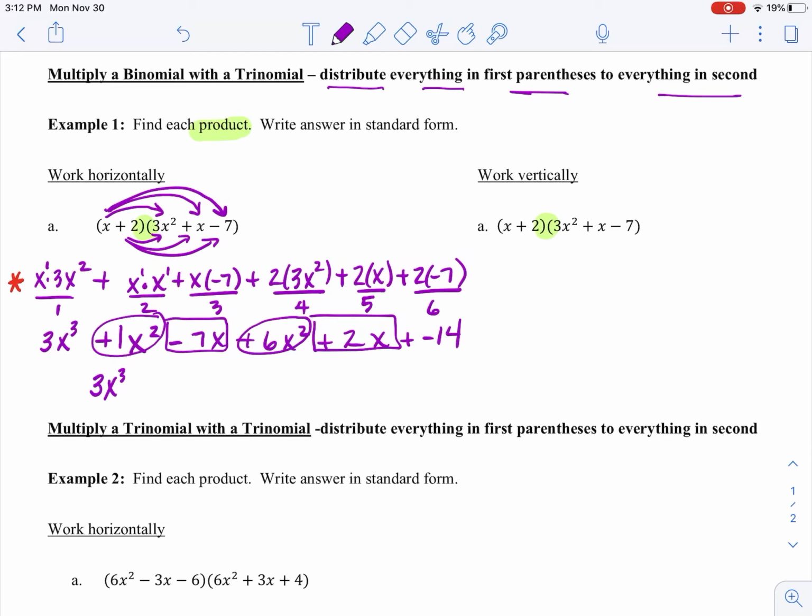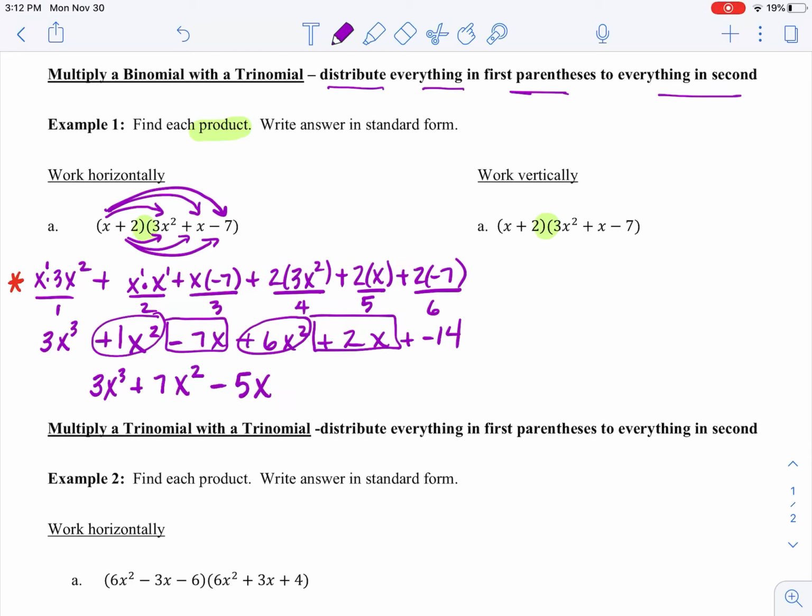The positive 1 and the negative 7 add to negative 6, and then we leave our x squared term alone. Remember, when you're combining like terms, variables and exponents do not change. Oops, I combined the wrong thing. Just noticed what I did there. I'm supposed to be combining my circles. So the positive 1x squared and the positive 6x squared will add to a positive 7x squared. There we go. And then the negative 7x and the positive 2x will add to a negative 5x.